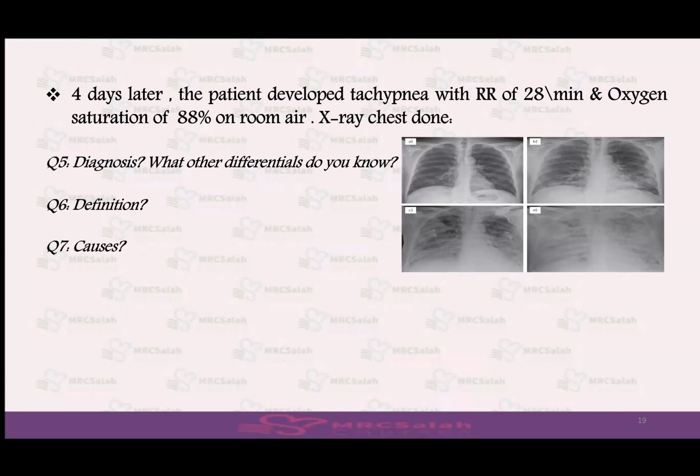Causes of ARDS, mainly infection, sepsis. In this patient or in general? General. Infection, sepsis, pancreatitis, DIC, burns, trauma, and transfusion lung injury. Yes.